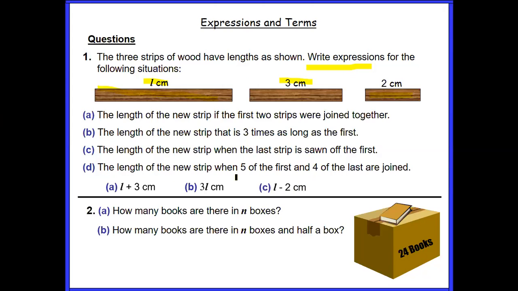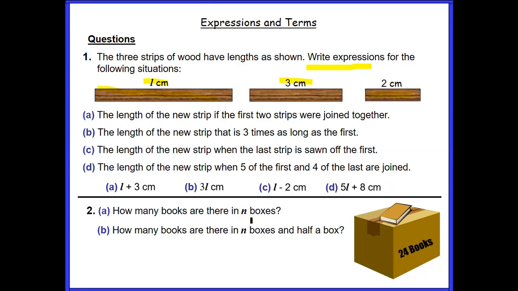Finally, the length of the new strip when 5 of the first and 4 of the last are joined. I'm now going to make a new strip of wood with 5 lots of this L centimeter length and 4 of the last 2 centimeters. In total, the length of the new strip would be 5L plus 8. Remember, 4 times 2 is 8. So 5 lots of L plus 4 lots of 2 centimeters, 5L plus 8 centimeters.